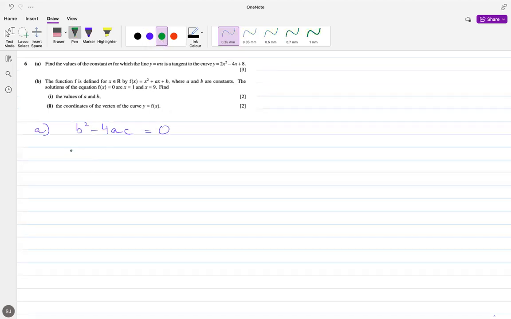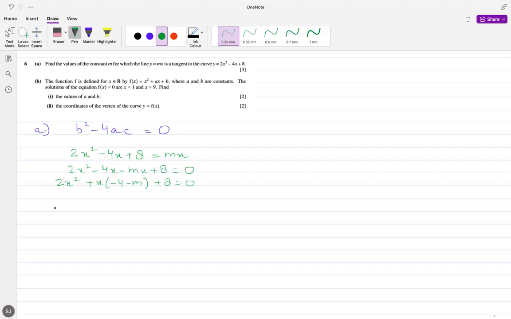So b squared minus 4ac will be equal to 0. In the first step, we will equate the two equations. So we'll equate 2x squared minus 4x plus 8 equals mx. Bring the mx to the left hand side, and we'll get 2x squared minus 4x minus mx plus 8 equals 0. So the value of a is 2. Taking x common, we'll get the value of b as minus 4 minus m.